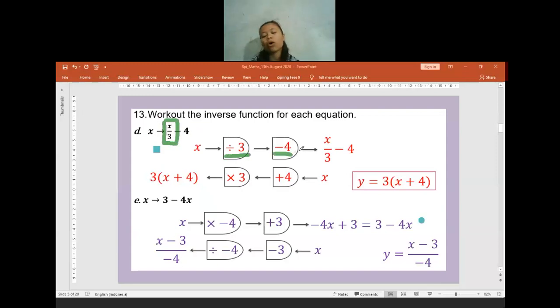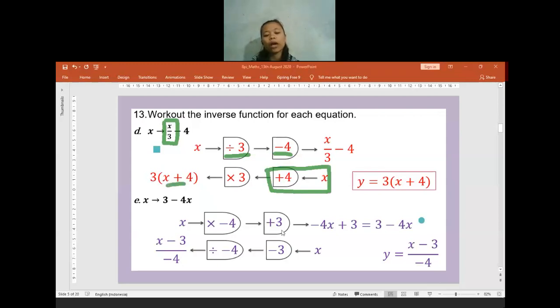After that, again, we do the opposite. Opposite of minus 4 will be plus 4. Opposite of divided by 3 will be times 3. After that, we just write it as x plus 4, and then we multiply the result by 3. That's why the x plus 4 will be inside the bracket.